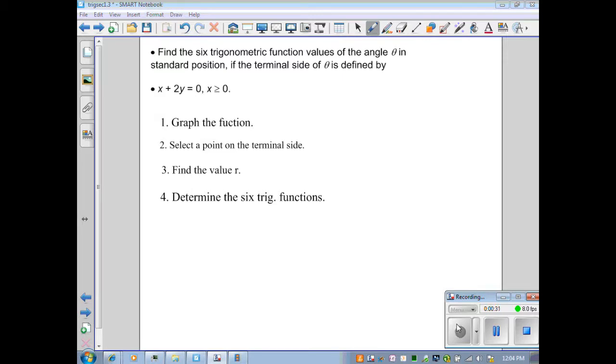The easiest way to do that is to take the equation, x plus 2y equals 0, and solve that for y. That will put us in slope-intercept form, which will make it easier for us to graph. So x plus 2y is equal to 0, 2y is equal to a negative x, and therefore y is equal to a negative 1/2 x. Let's make a graph of the slope-intercept form, y equals a negative 1/2 x.